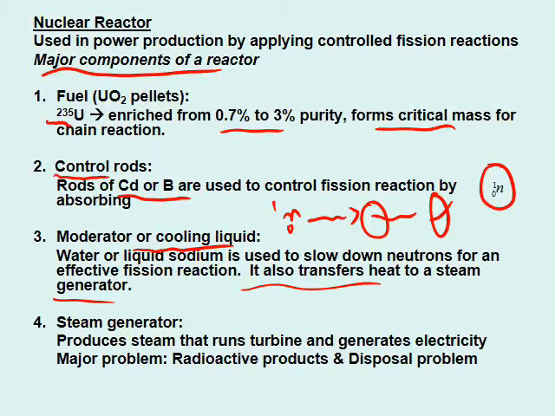The fourth component is steam generator, which produces steam that runs turbine and generates electricity. The major problem is radioactive products and the disposal problem.